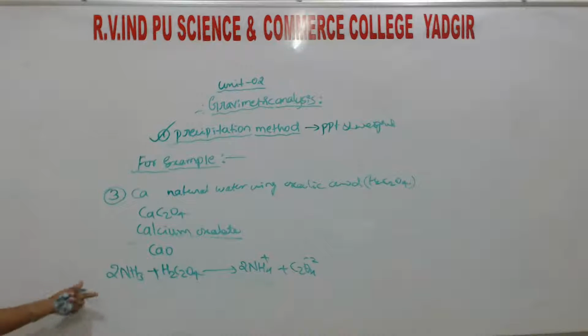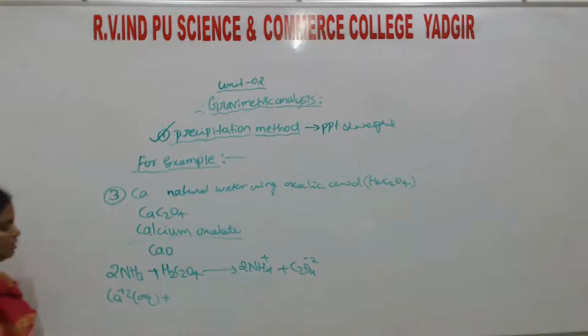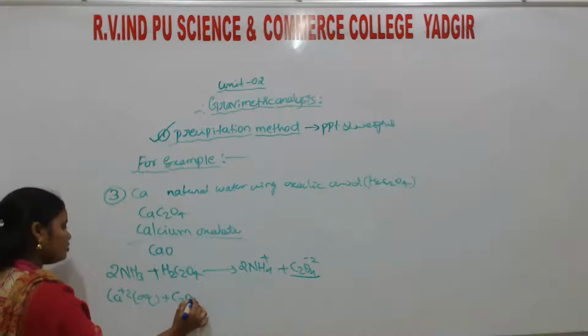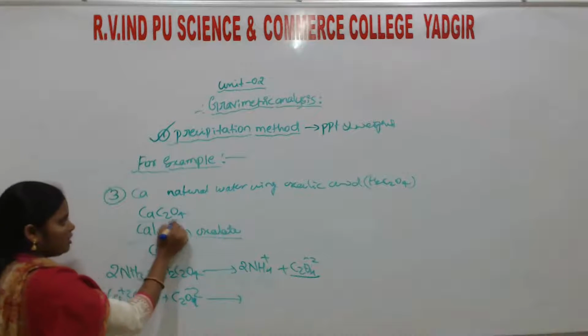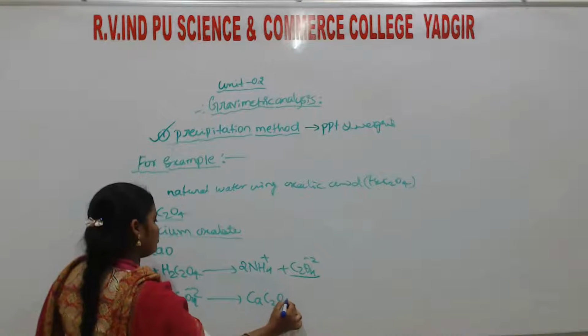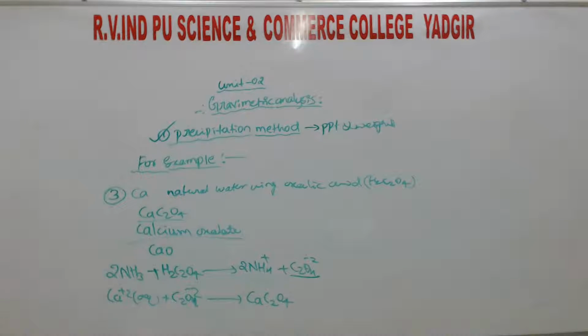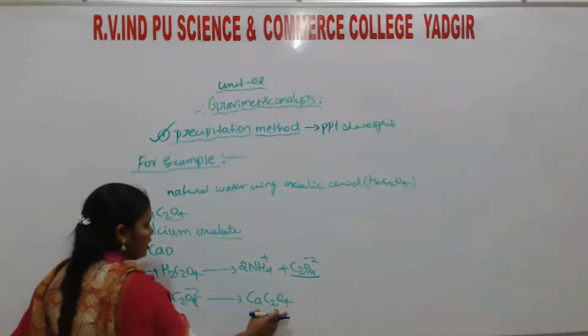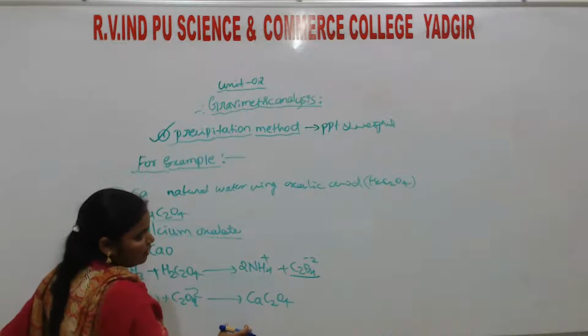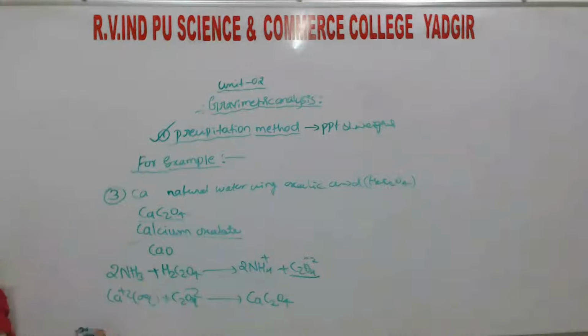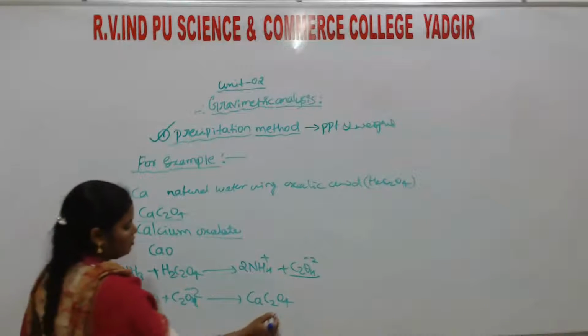Next, these ions combine to form calcium oxalate: Ca 2 plus aqueous plus C2O4 2 minus gives CaC2O4, calcium oxalate, a solid. Finally, you cool, filter, dry and ignite it, and afterwards weigh the calcium oxide.